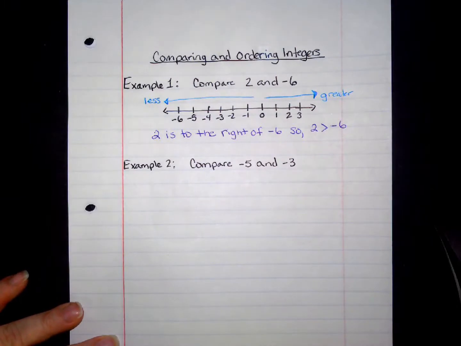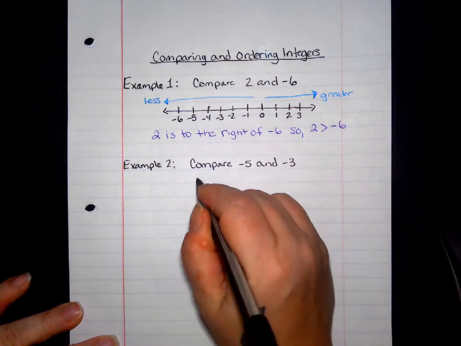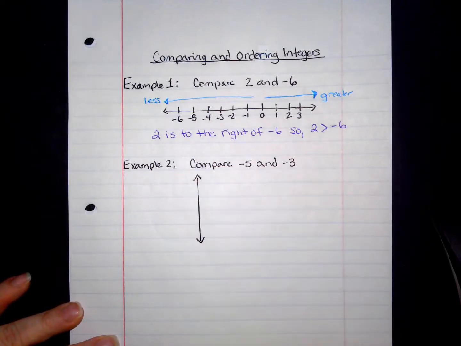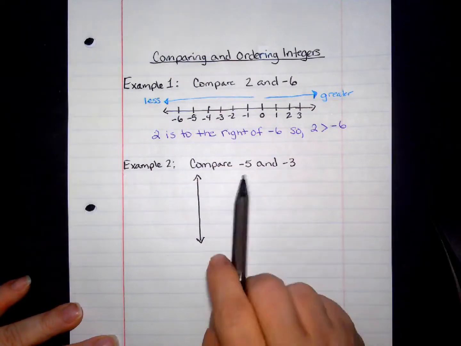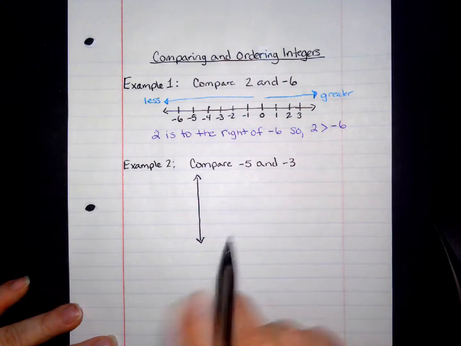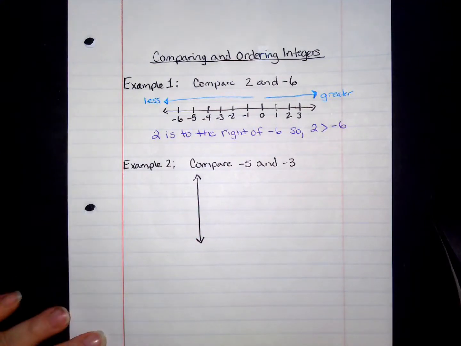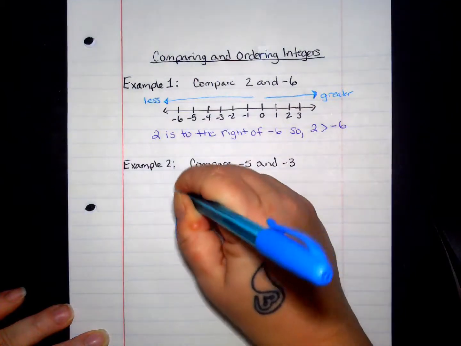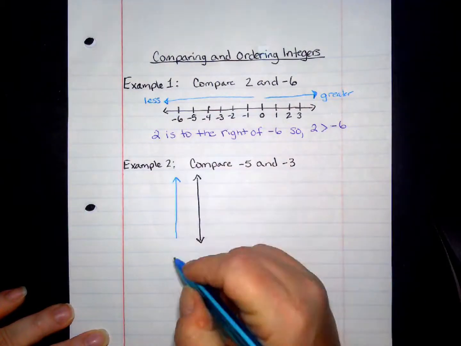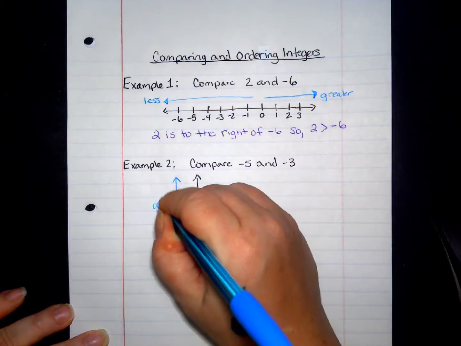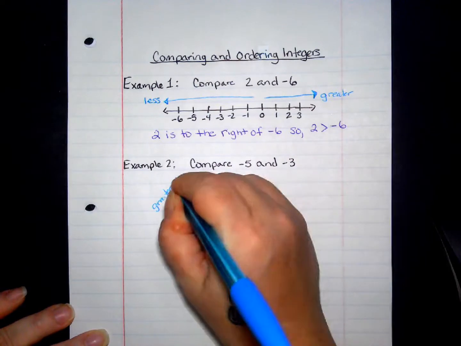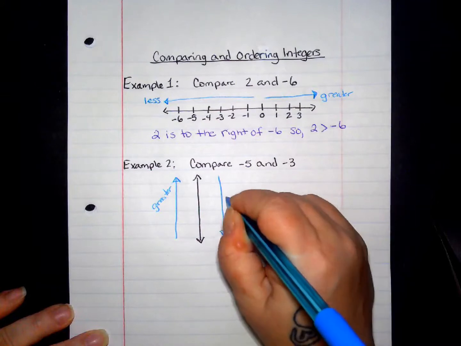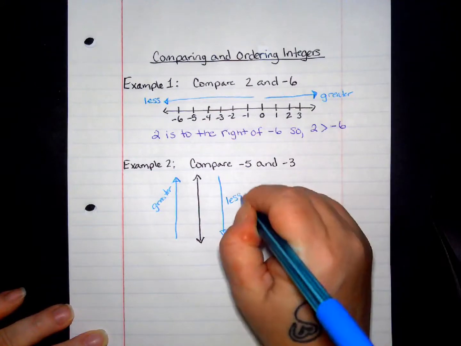So now I'm doing a vertical number line, that's up and down. Now I don't have any positive numbers, so remember on the vertical number line, when we go up, my number is greater. And when we go down, my number is less. Okay?